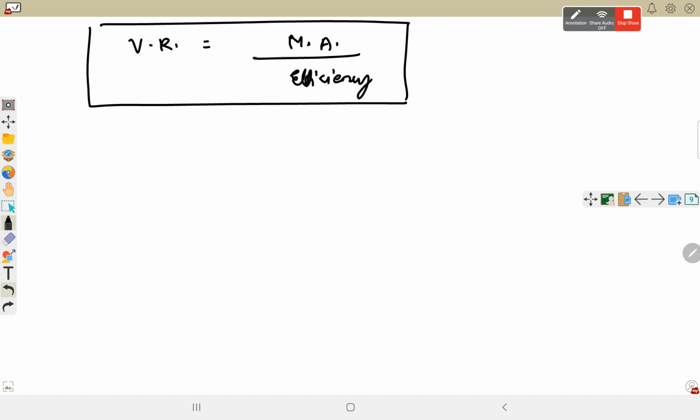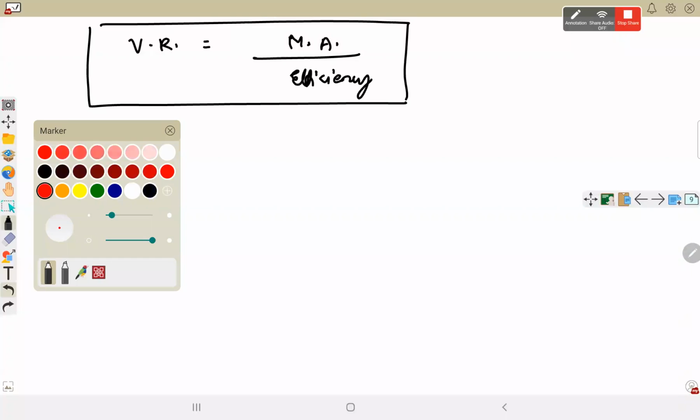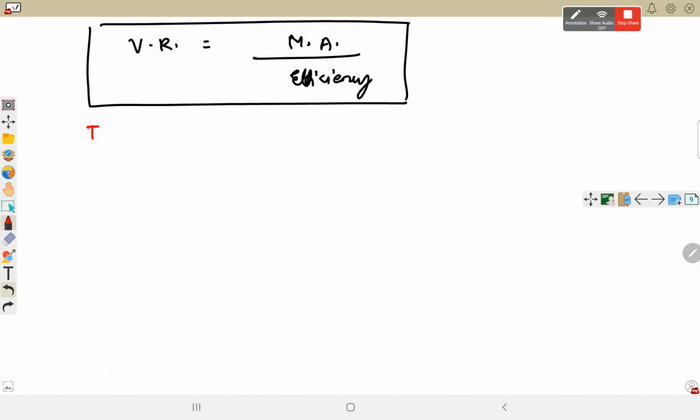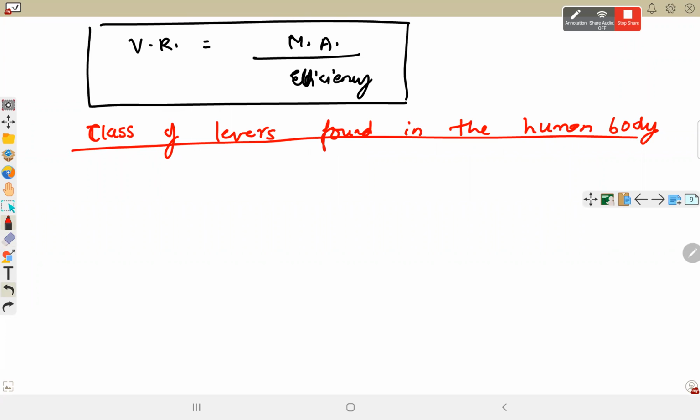Okay. Examples of each class of lever are found in the human body, all 3 types of lever. What are the types of levers present in the human body? Muscle movement, bone movement, all 3. So in the human body, all 3 types of levers are found. By using the muscular forces, we apply effort, and in the movement of the body, we get output as a load.